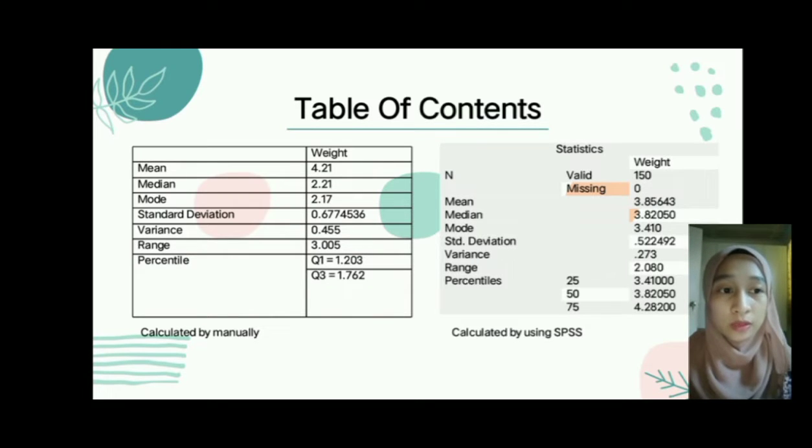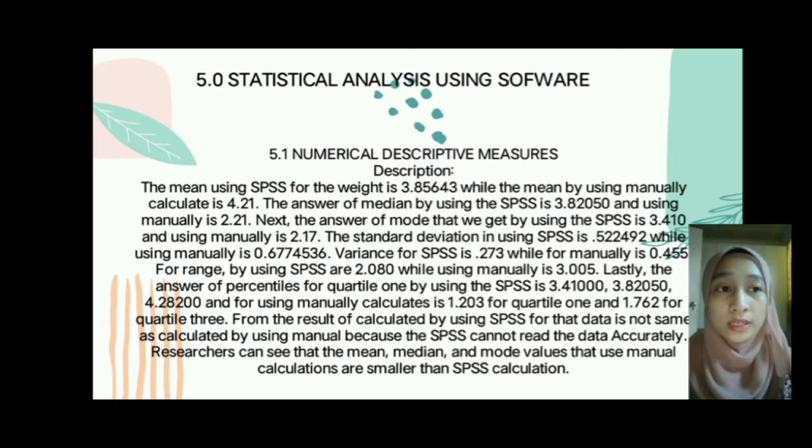This is the table calculated manually for week. And this is calculated using SPSS for week. The mean using SPSS for the week is 3.85643, while the mean calculated manually is 4.21. The median using SPSS is 3.82050 and manually is 2.21. Next, the mode that we get using SPSS is 3.410 and manually is 2.17.